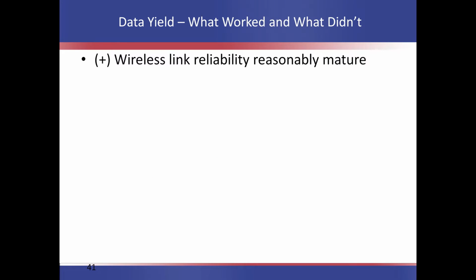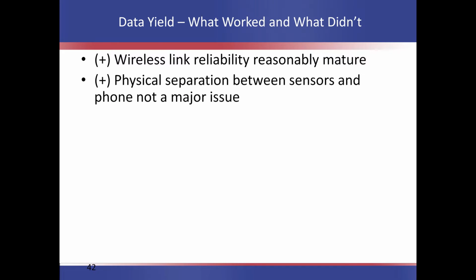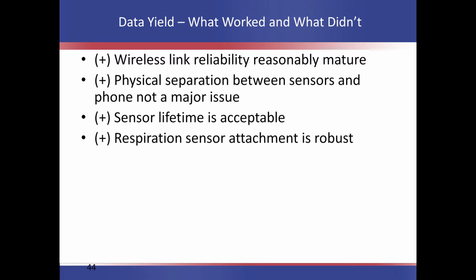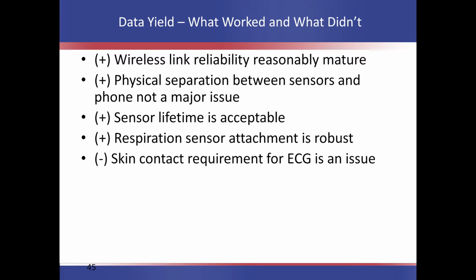So what worked? The wireless link is pretty reliable and reasonably mature now. Physical separation between sensors and phone is not a major issue. Sensor lifetime is pretty acceptable. Respiration sensor attachment is also robust. The skin contact requirement for ECG is probably an issue.